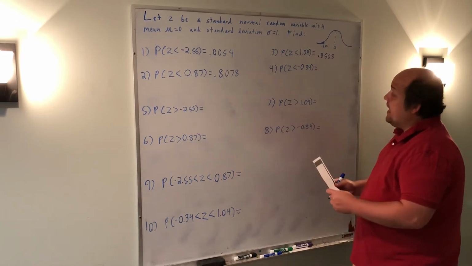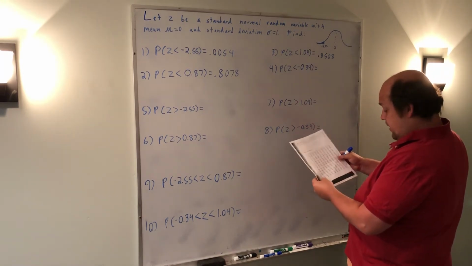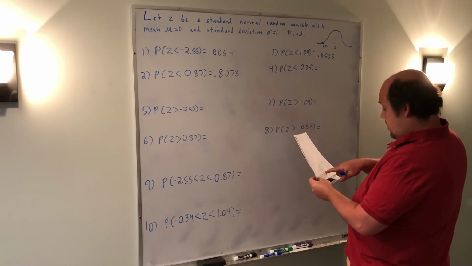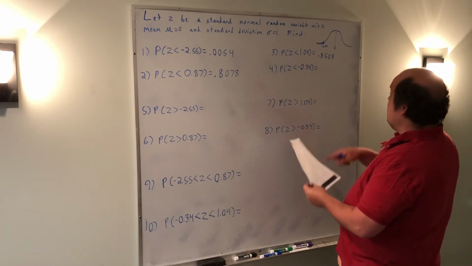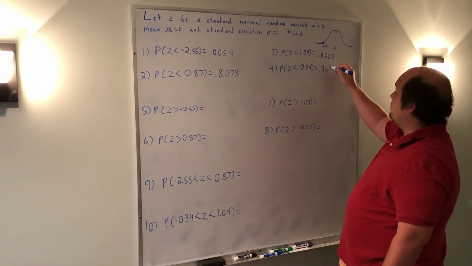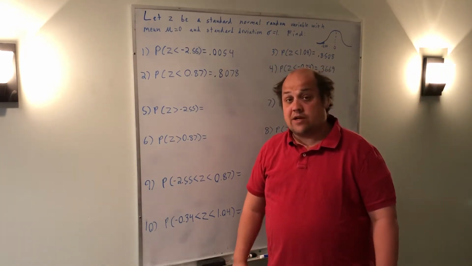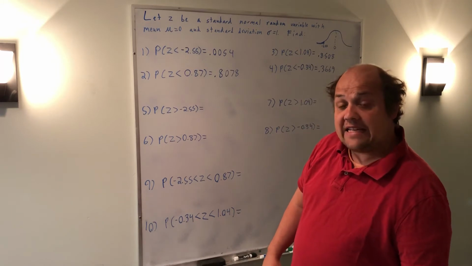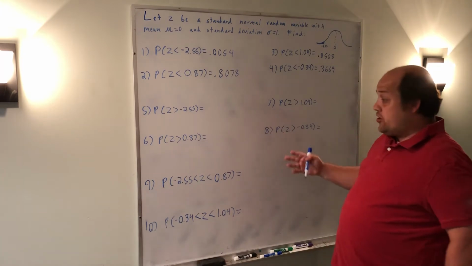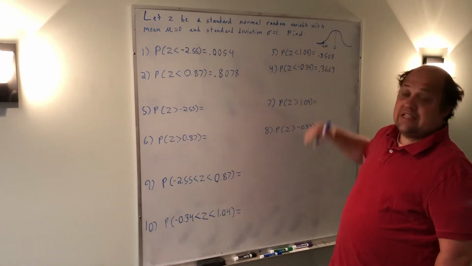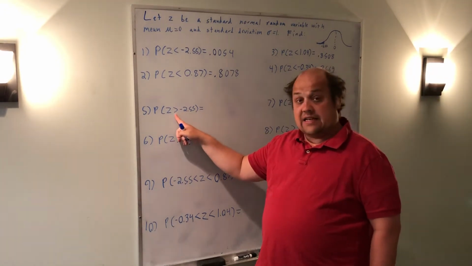For z is less than negative 0.34, I'm on the negative side, negative 0.3, go over to the column marked 0.04, and I get a probability of 0.3669. So again, each of these first four questions, since they're less than questions, just asked me to find the exact table value. I've done that and recorded the first four answers. Questions 5, 6, 7, and 8 look exactly the same as the questions above. The only difference is I now have a greater than sign instead of a less than sign.